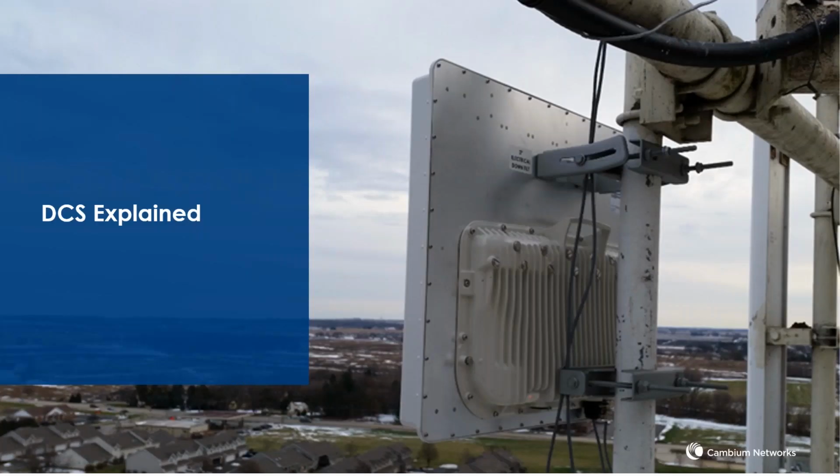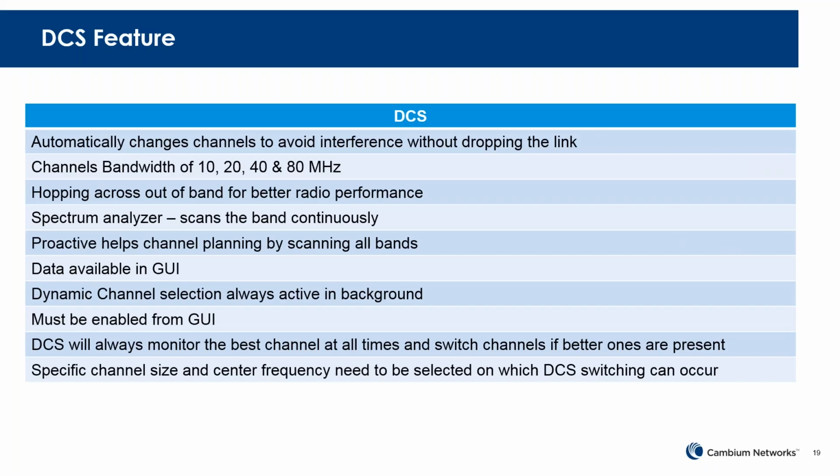Right. Okay. So now I'm going to spend a few minutes talking about DCS, what it is and how it operates. DCS is a feature mainly used for automatically changing channels, or the frequency channels, to avoid interference without dropping the link. The channel size that it can use is 10, 20, 40, 80 megahertz. You can hop across the bands, which means if you are in the 5.1 band and you find a really good channel in 5.8, the radio will switch off on 5.1 and automatically come up on the 5.8 band without any loss.